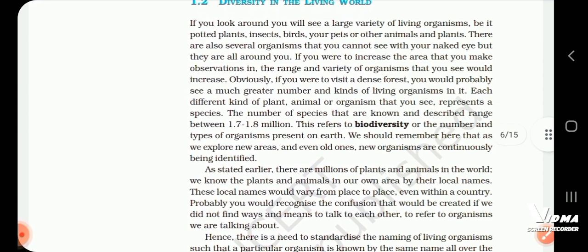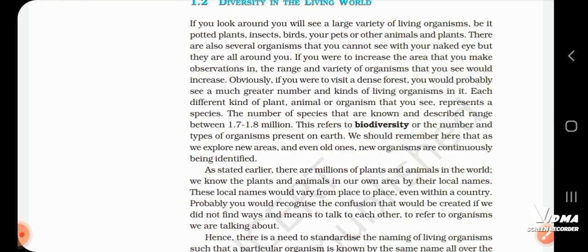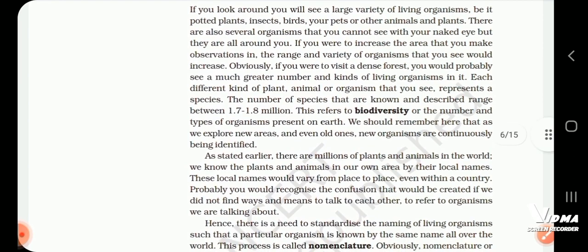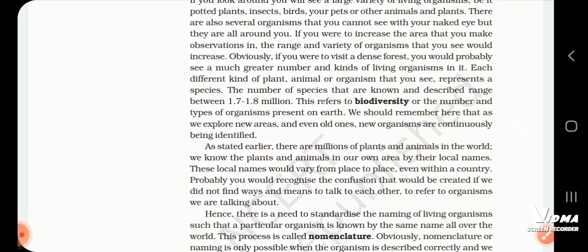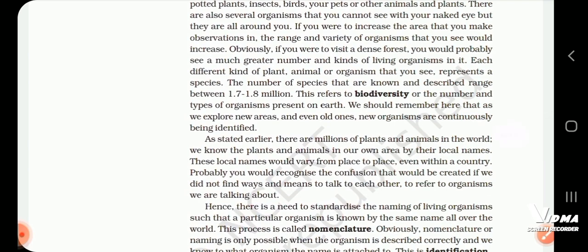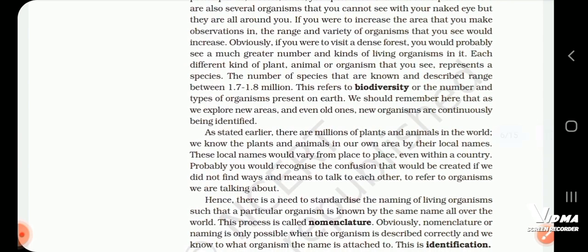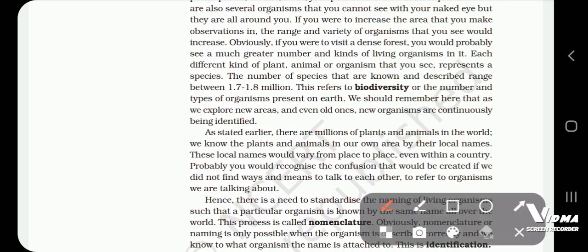If you were to increase the area that you make observation in, the range and the variety of organisms that you see would increase. Obviously, if you were to visit a dense forest, you would probably see a much greater number of kinds of living organisms in it. Each different kind of plant, animal, or organism that you see represents a species. The number of species described now ranges between 1.7 to 1.9 million.